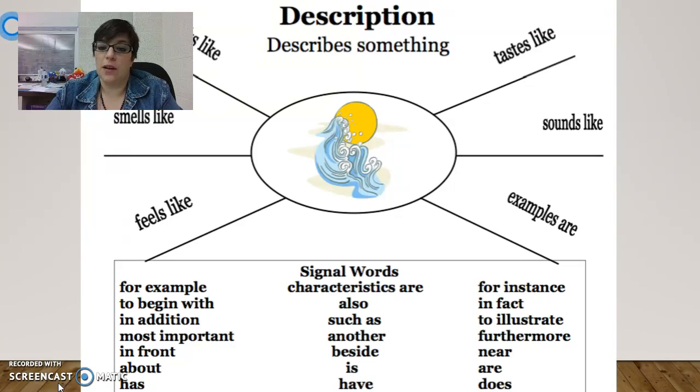So if you look at the map that you see here, it's going to typically be used a bubble map to organize your information after reading. When you describe something, you can describe what it looks like, sounds like, what examples of it are. And then if you look down on the bottom, these are your signal words that you're going to be using for description. So if you see any of these words in the text, a lot of times that'll give you a clue that this is a descriptive text. So the words for example, or this is, or this has, or have, all of that kind of shows you that this is going to be a descriptive text.